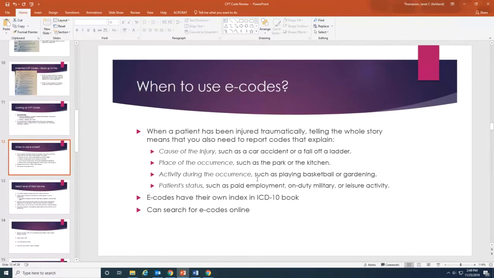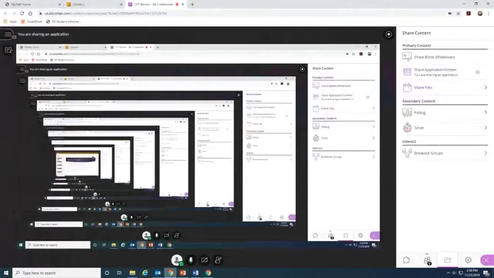And the E-codes do have their own index in the ICD-10 book. So you can look up for entries, cause of injury, that's an entry in the index, place of occurrence, activities, patient status, accident, that's a big entry in that index. But you can also search for these online, and that's my preferred method.